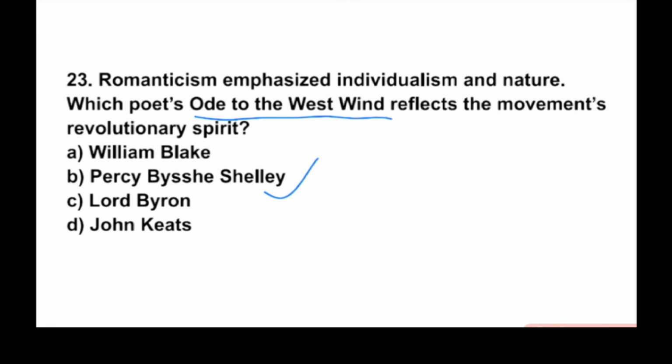Shelley's Ode to the West Wind, in 1819. Very easy, 1819. It uses nature as a symbol of revolutionary change, a core romantic theme.